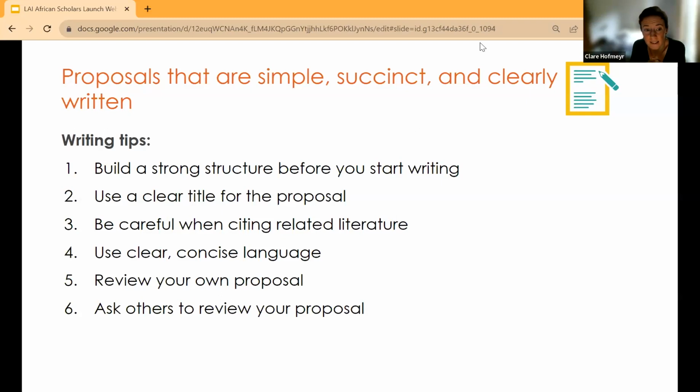Use clear and concise language. Always think to yourself, could somebody not in your field understand what you're getting at? If yes, you've done it right. If no, you need to simplify. And then review your own proposal, but also ask others to review it. And not people in your team, someone outside of your team, ideally someone outside of your specific field, so you can tell if you've explained it in a way that is simple and clear enough.